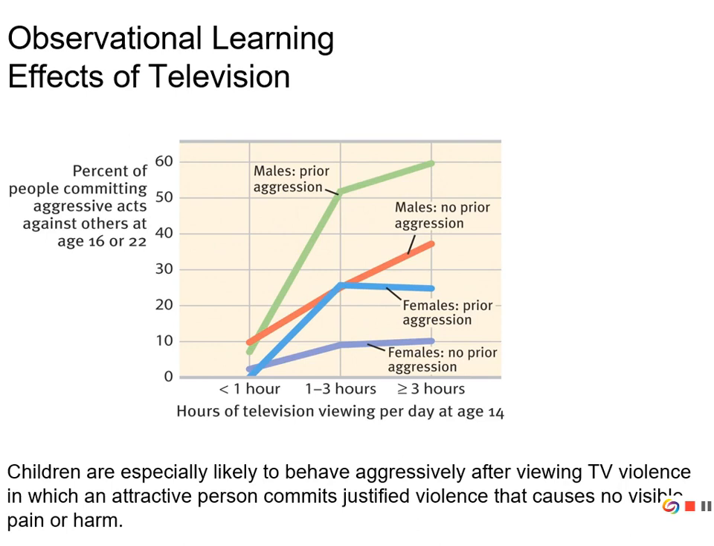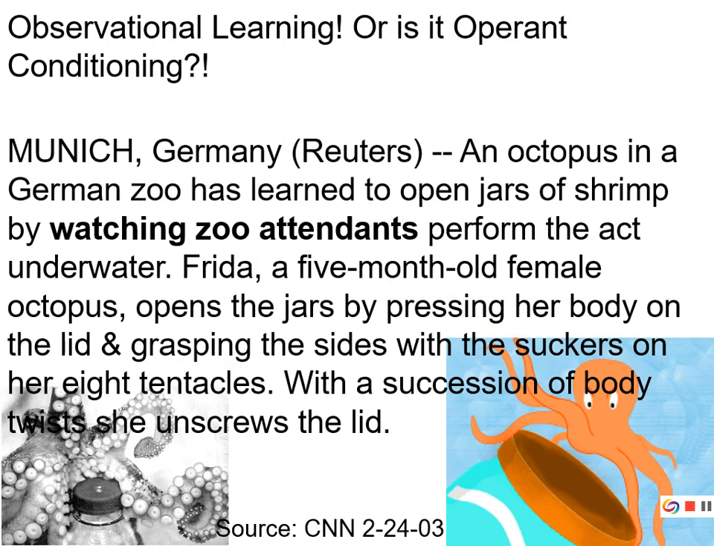Hours of television watching per day at age 14. So certain kids have lots of television watching. Percent committing aggressive acts. Look at that. Males that watch a lot of television. This is an old one, and I'm sure it would be other forms of media as well. But, you know, leave it alone.